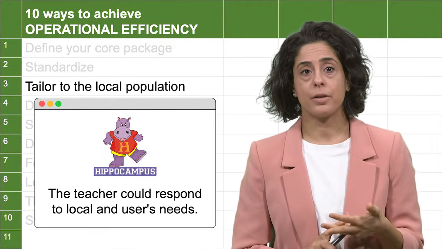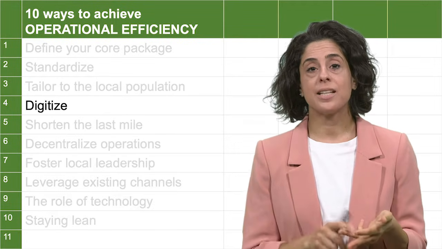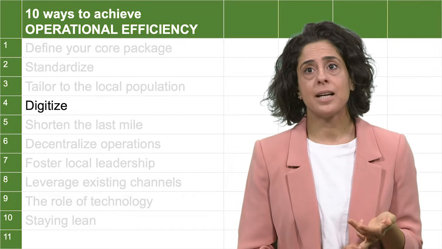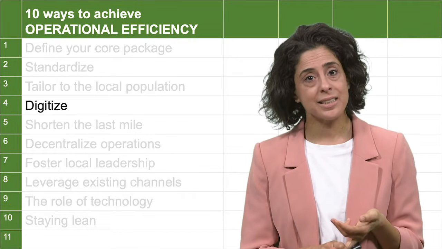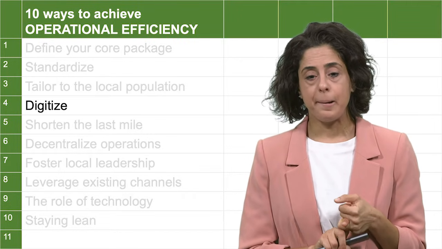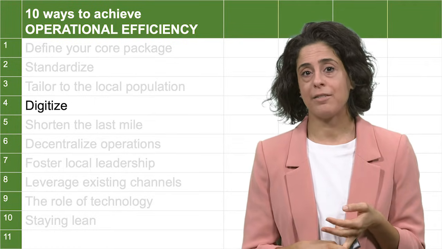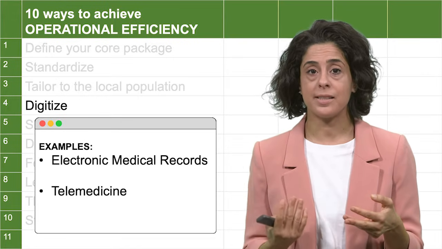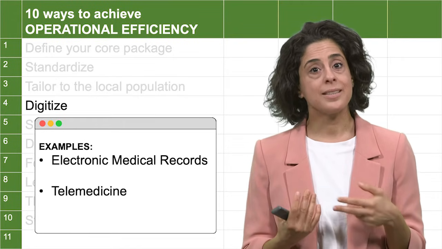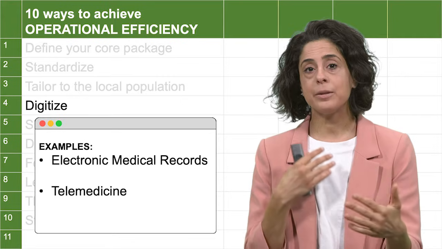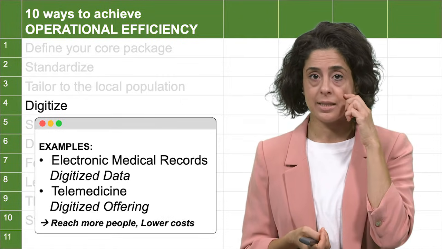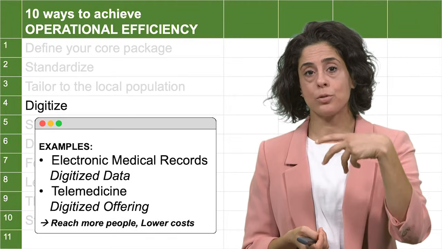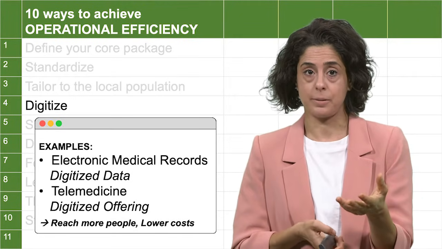Okay, fourth, digitize. I mentioned that digitizing is part of standardizing. A lot of things can be digitized, like data collection, data analysis. So in healthcare centers, for example, if they have electronic medical records rather than papers, this will help reduce your costs. It will help you reach more people. Telemedicine is another example. Any place that you can digitize data and digitize your offering, then it makes it more accessible to more people, potentially at a lower cost.